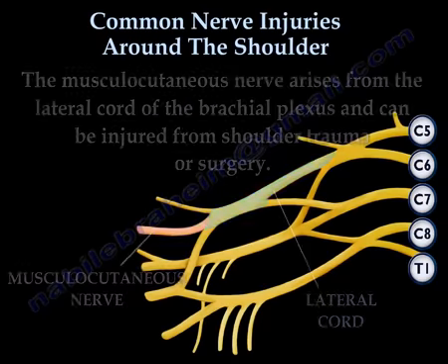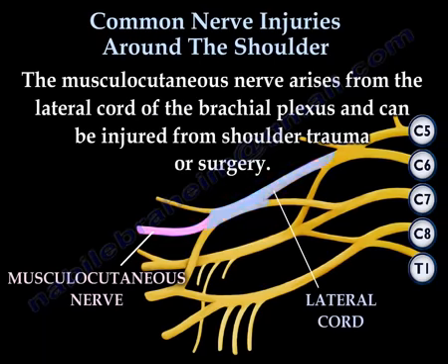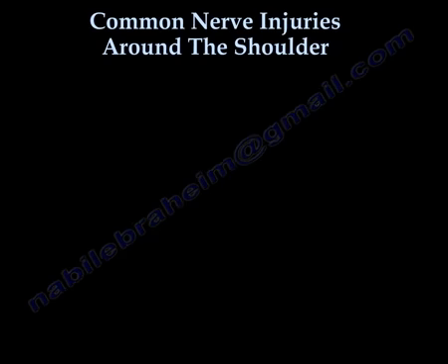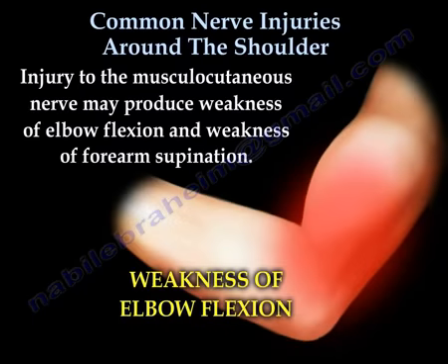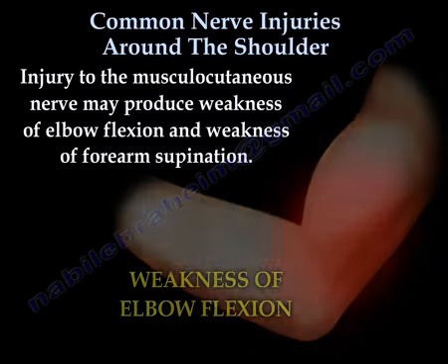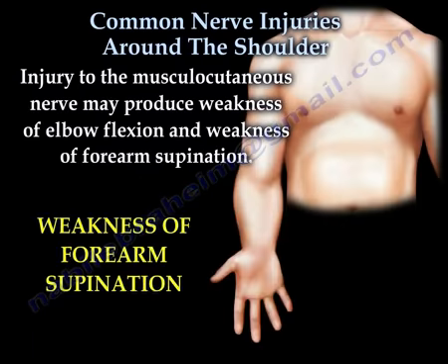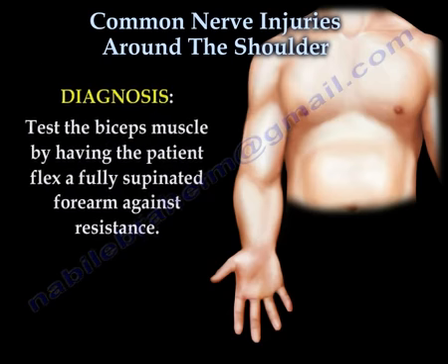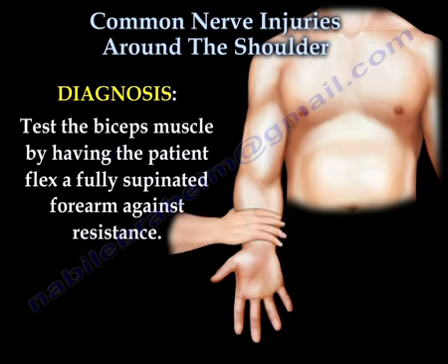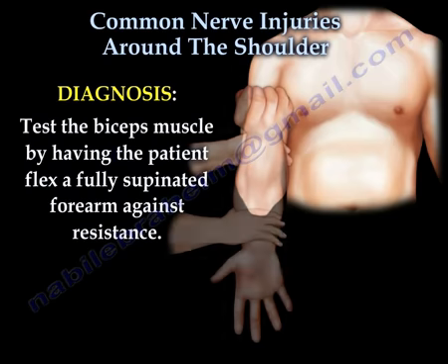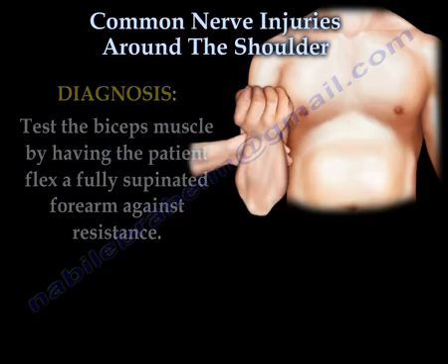The nerve arises from the lateral cord of the brachial plexus and can be injured from shoulder trauma or surgery. When the nerve is injured, there will be weakness of elbow flexion and forearm supination. Diagnosis. Test the biceps muscle by having the patient flex a fully supinated forearm against resistance.